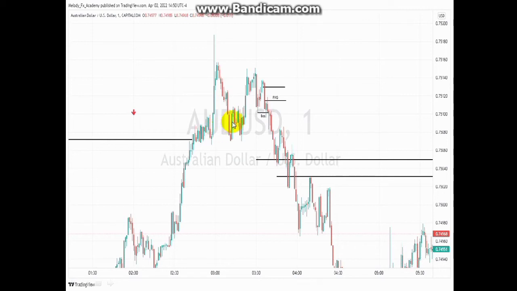You can actually check this price action out. To confirm what I'm saying, you can go to the Aussie dollar. This is Tuesday of this week.